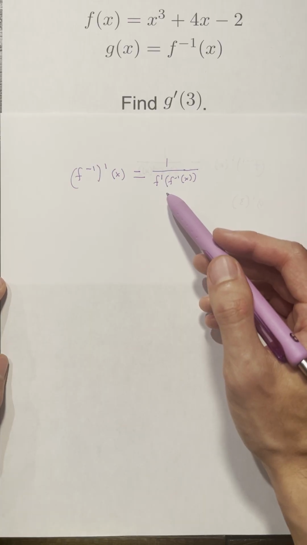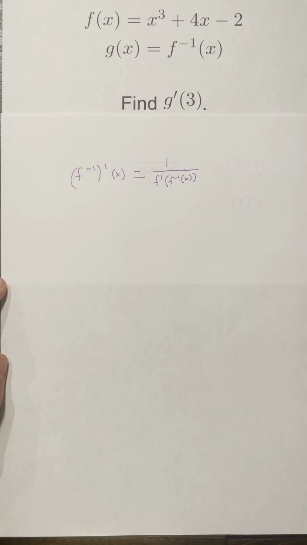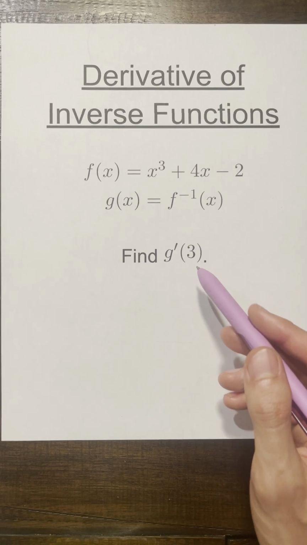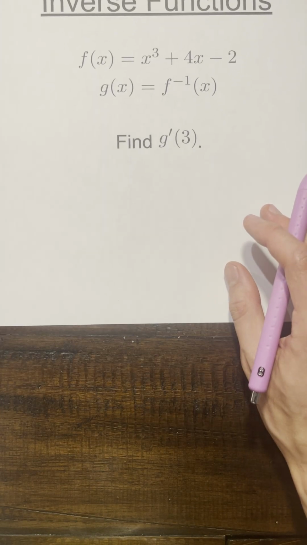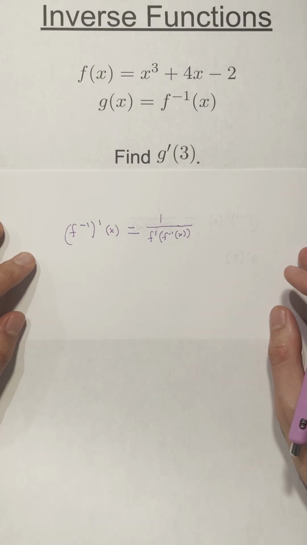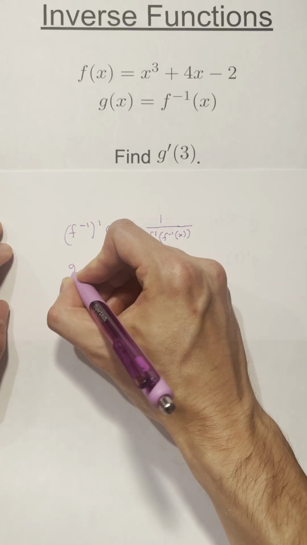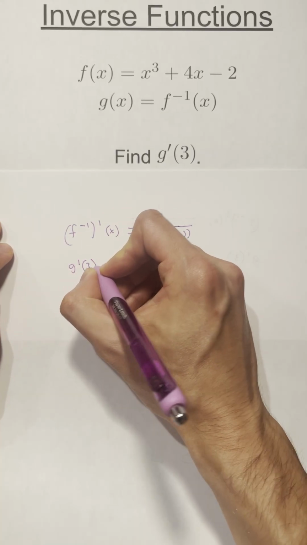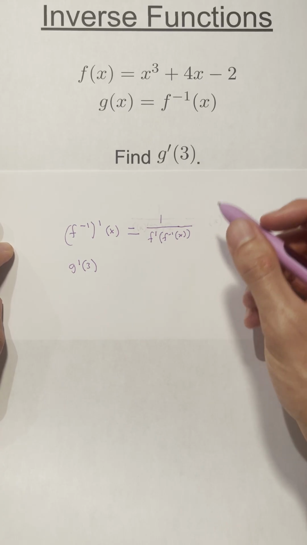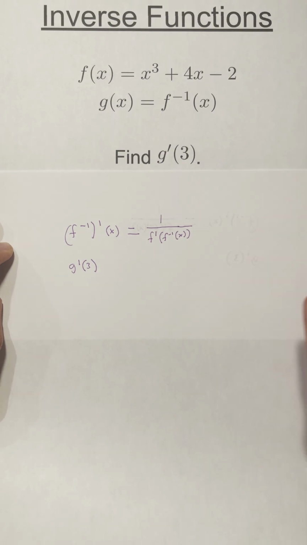Now, how can this help us solve our problem here? What's the problem asking us to find? It's asking us to find g prime of 3. Okay. So find g prime of 3. How do we do that? Which of these two equations can help us?